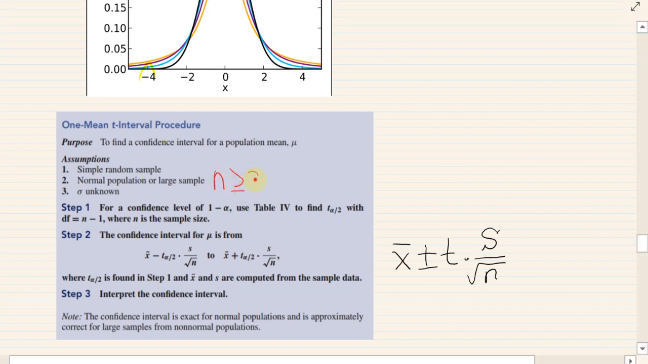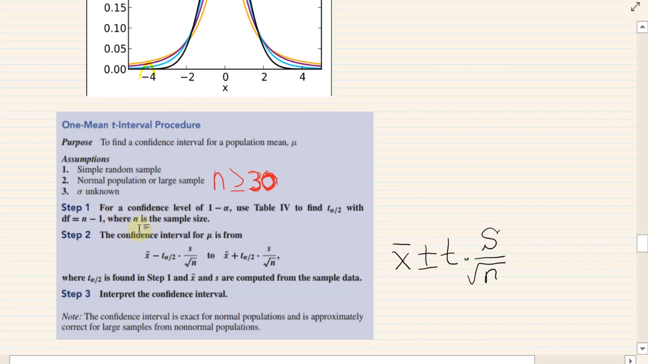N greater than or equal to 30. So that's going to be considered large for us when sample size is 30 or more. Okay? And of course, sigma is unknown. Okay? And here we have it.